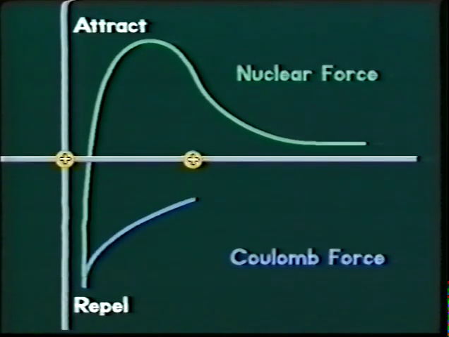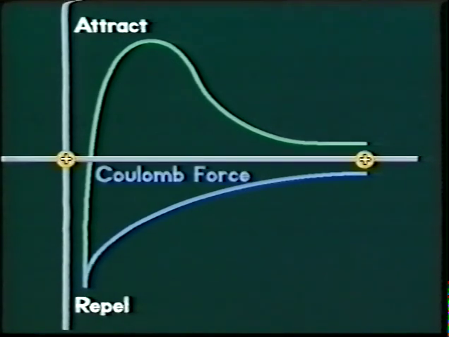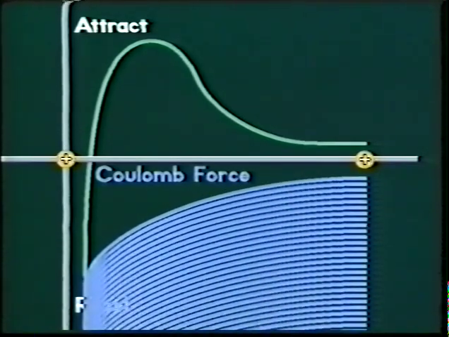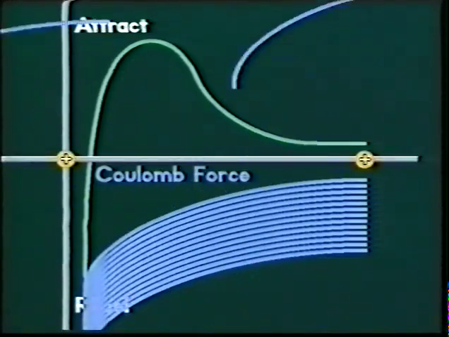However, the Coulomb repulsion force varies not only with distance, but with the number of protons. This is why large nuclei are unstable. They will break apart until there are a stable number of protons remaining.